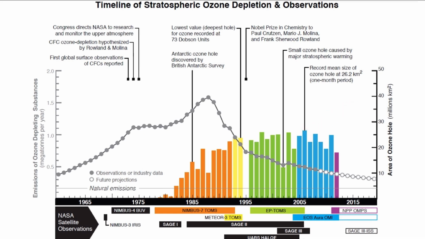And in 2005 or 6, the greatest ozone hole depletion was noted, and the record mean size of the ozone hole was 26.2 square kilometers. So this was recorded for a period of about 1 month. So this was all about the dissection of this diagram.